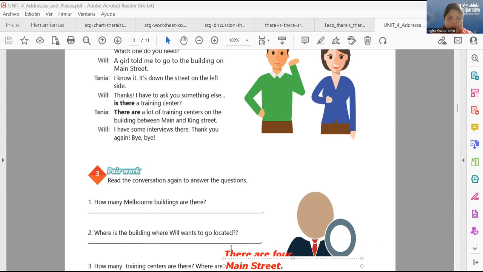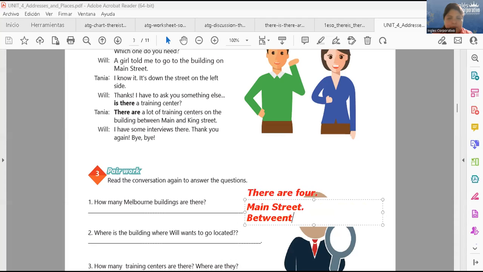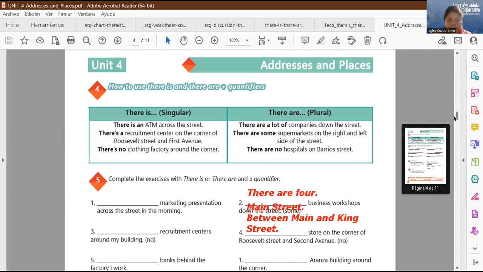The location. On the building between Main and King Street. Between Main and King Street. Okay, awesome. And that's the last question, I guess.